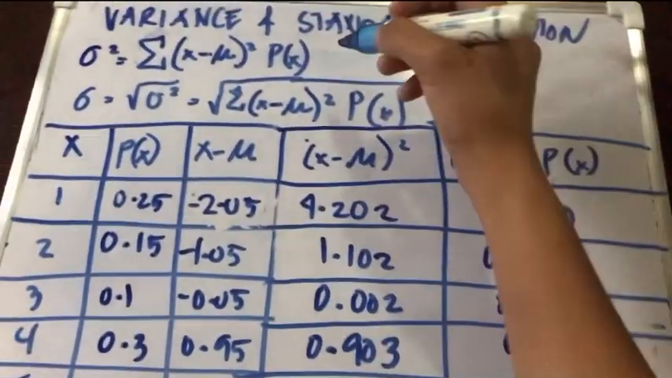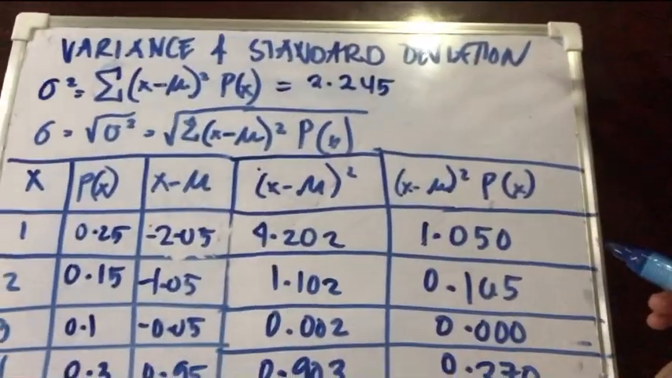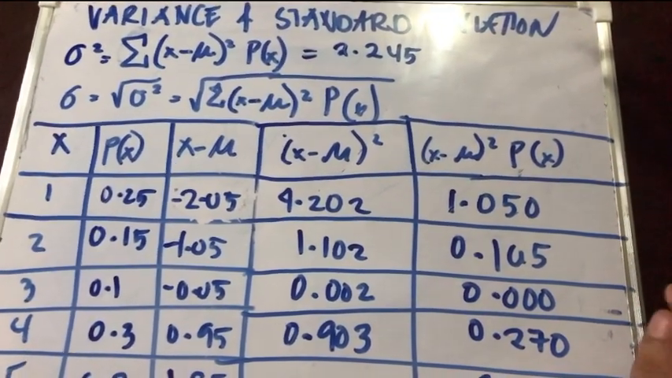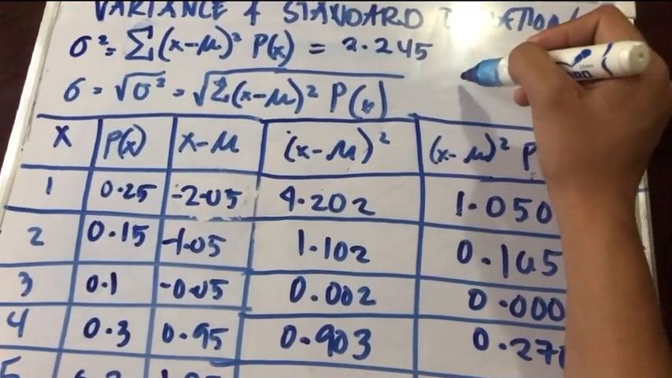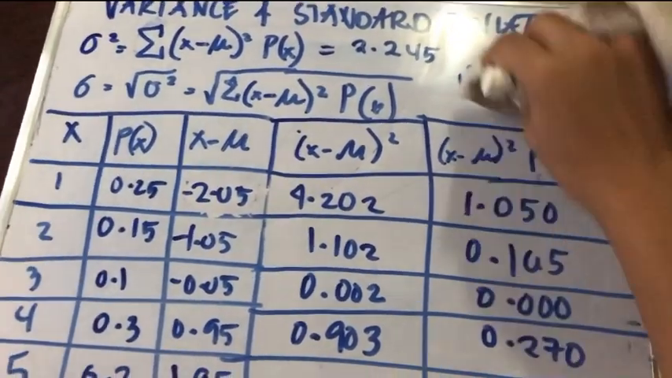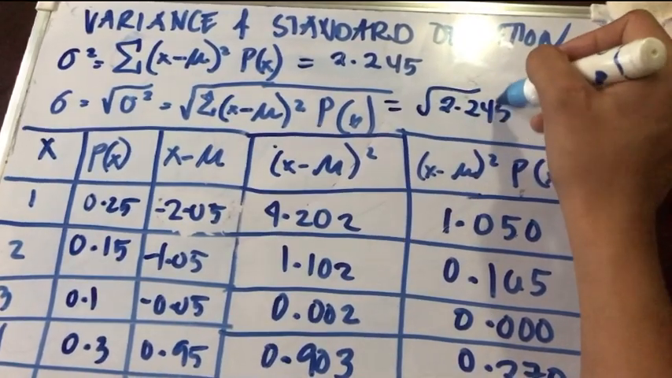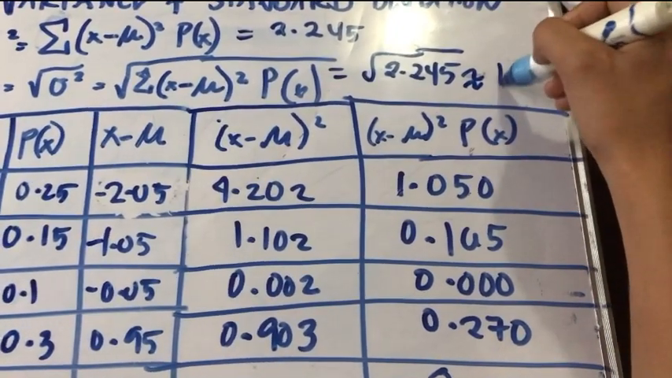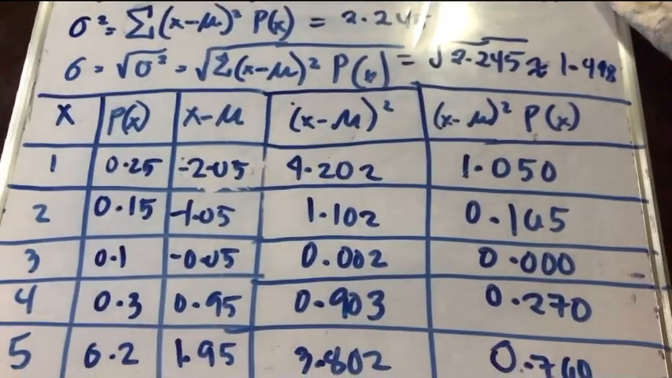So try to add this. The sum is 2.245. You can check it using your calculators. So our variance here is 2.245. Now, in getting the standard deviation, it is easy. Let us take the square root of 2.245, that is approximately 1.498. Okay, that's it.